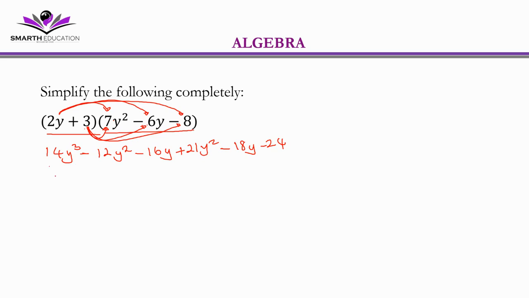So 14y cubed is just on its own, 14y cubed. And then we have negative 12y squared plus 21y squared. This is positive 9y squared. And then negative 16y minus 18y, negative 34y, and then the constant, which is negative 24. So this is the simplified expression.